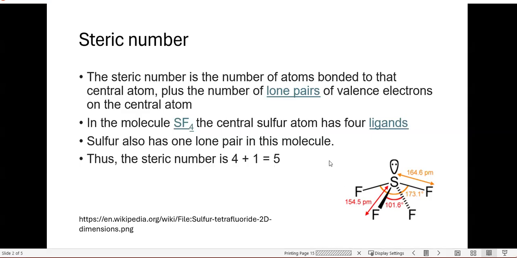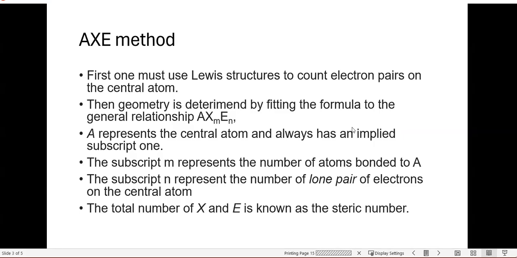Once you have five things, now what we can use is this AXE method. A refers to the central atom, and X is the number of atoms around it. When we have a simple molecule like SF4, it's really easy. And then we can apply it to more complicated molecules and look at the fragments of it, and we'll get to that later. But for now, we're looking at determining it just from these simple ones, like polyatomic ions and things like that.